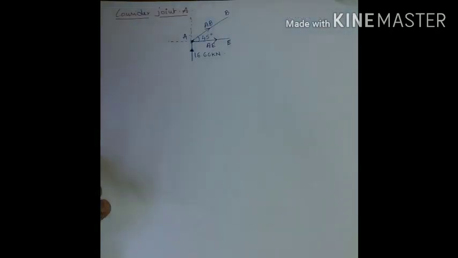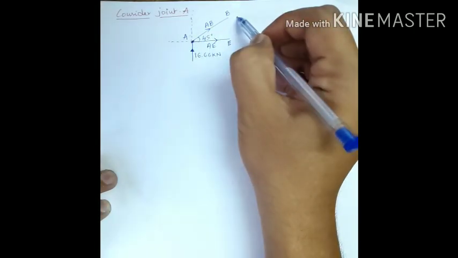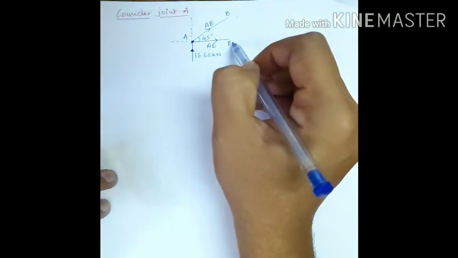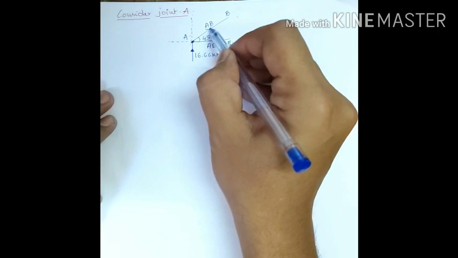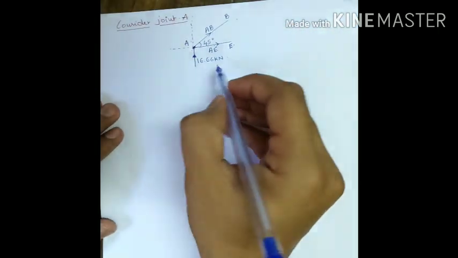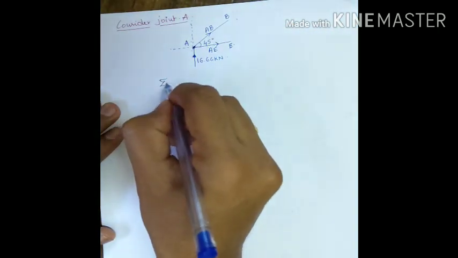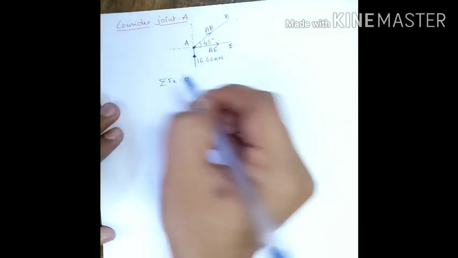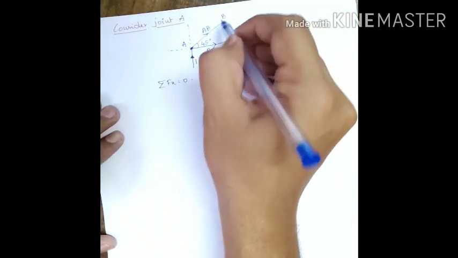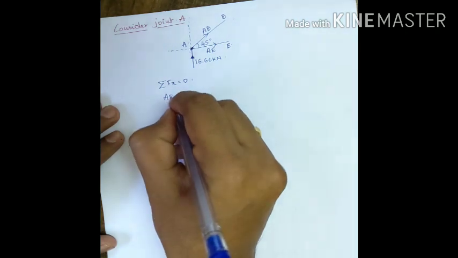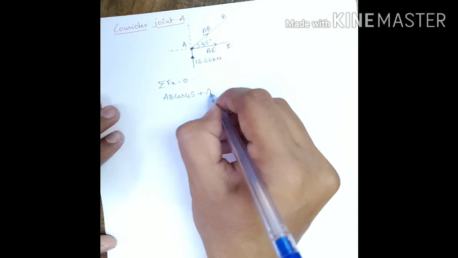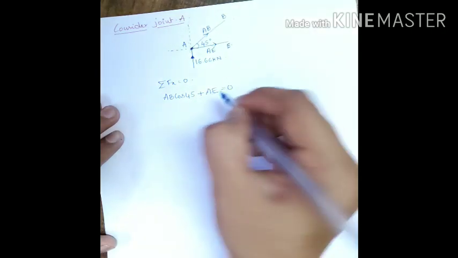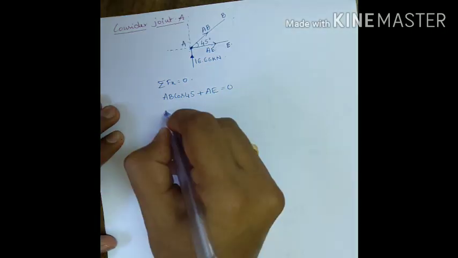Here you can see the joint A is considered, with members AB and AE. Now the reaction is 16.66. I need to calculate the force in the members AB and AE. Using again summation of Fx is equal to 0, I'll use the horizontal force and resolve this force. So AB cos 45 plus AE is equal to 0. I'll keep this equation as it is.